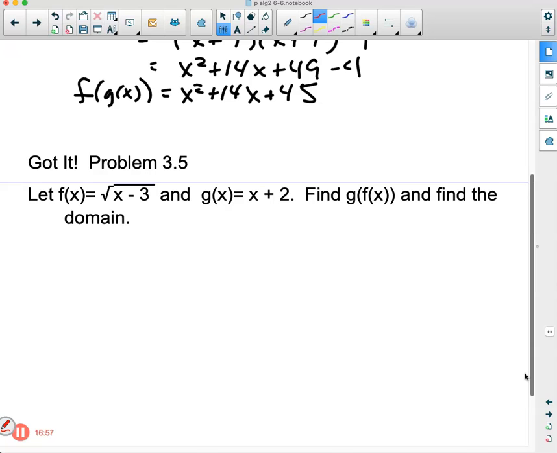Which one is the input? F of x. Is that going to have domain restrictions? Yup. It has a square root. And we know you can't put negatives in here. So yesterday we found out what we have to do is set that greater than or equal to 0 and then just solve it. I don't think that's hard to solve. What would you do to solve that? Exactly.